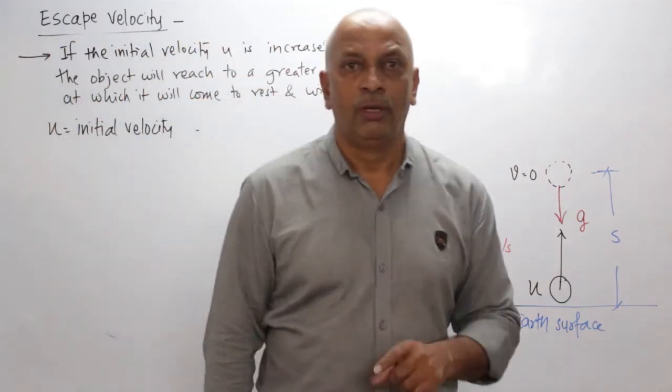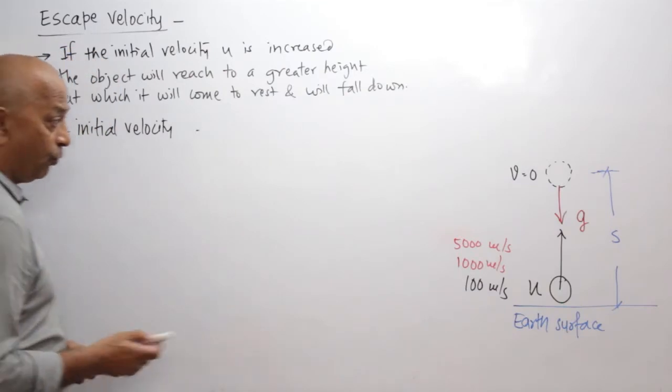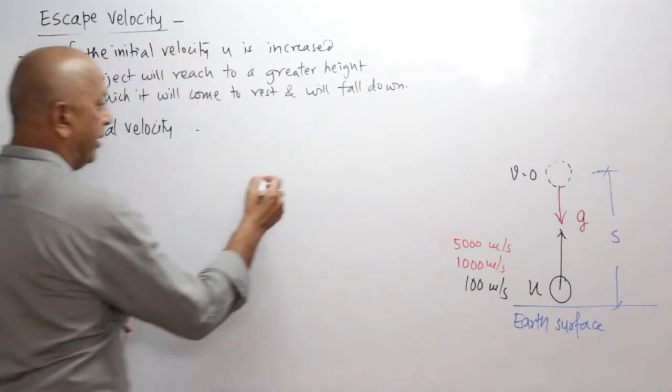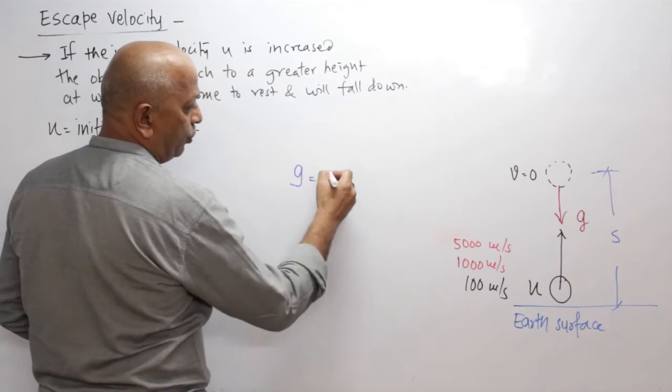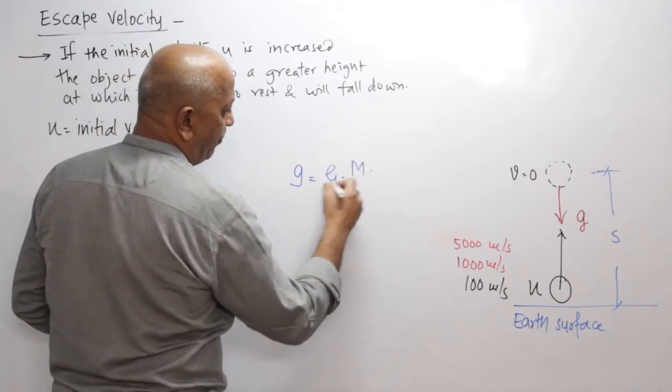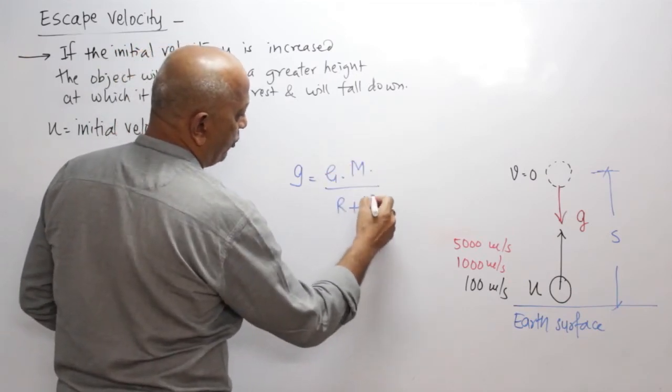True, but we also know what is the g. G ची व्हॅल्यू आपल्याला माहिती आहे. So g is equal to capital G M upon r plus h.